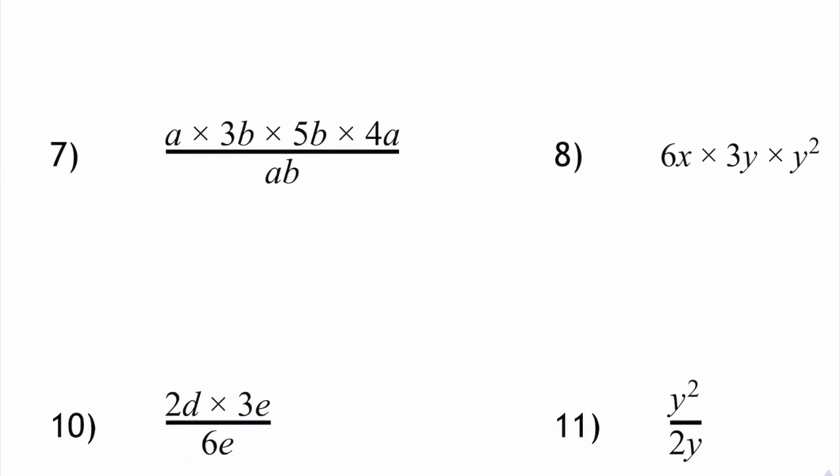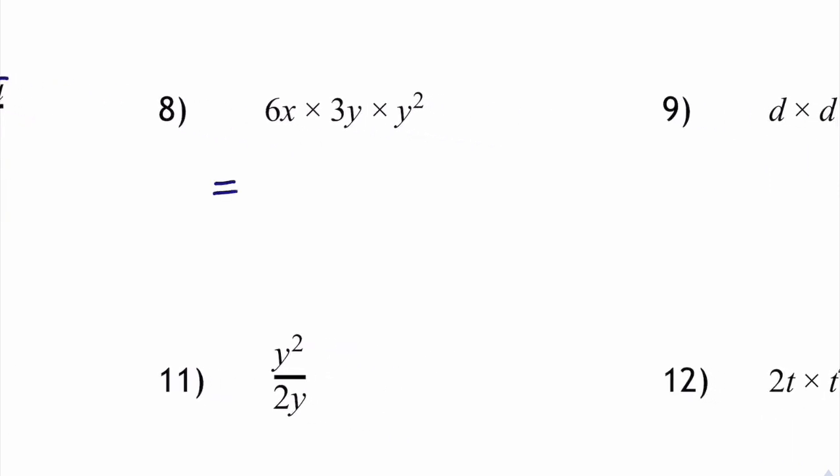Question 7, let's see what we can cancel. We've got an a here, which can cancel with that a. And we've got a b, which I'll cancel with that one there. That leaves me with the 3 multiplied by the 5 multiplied by the 4. Well, 5 fours are 20, multiplied by 3 is 60. I've got the a here, and I've got the b here. So 60, a, b.